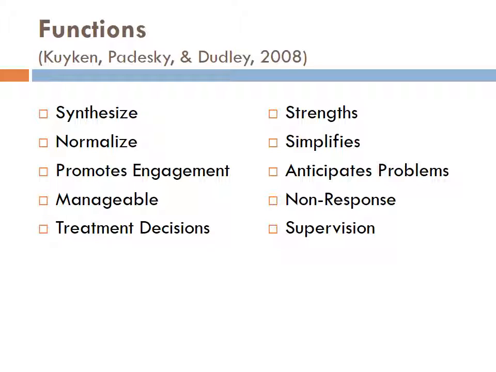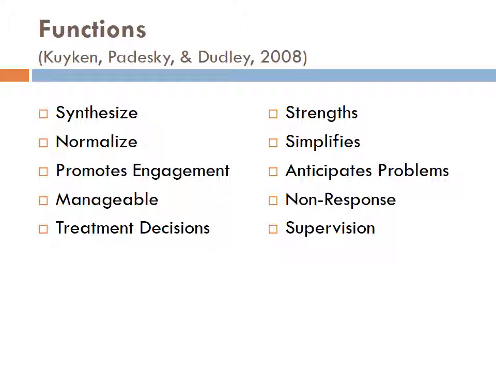In their 2008 article, Kukin, Podesky, and Dudley identify 10 functions of a comprehensive case formulation, which they define as a process in which the therapist and client work collaboratively to first describe and then explain the issues a client presents in therapy. Its primary function is to guide therapy in order to relieve client distress and build client resilience. The case formulation is a synthesis of theory, research, and the client's experience, an application of what we know about human functioning to the person who is seeking help.